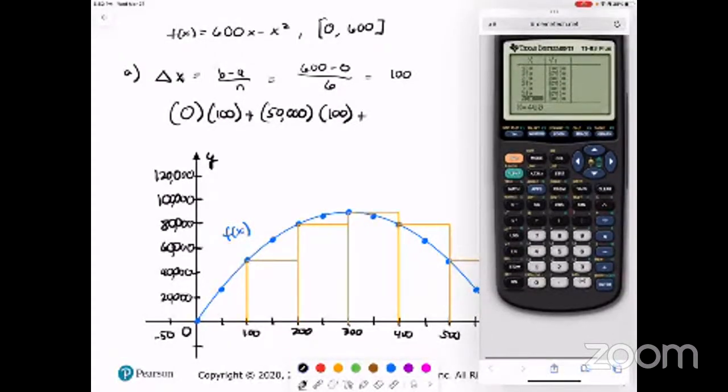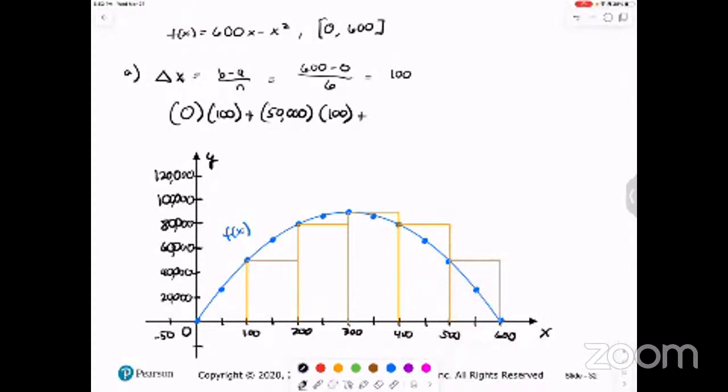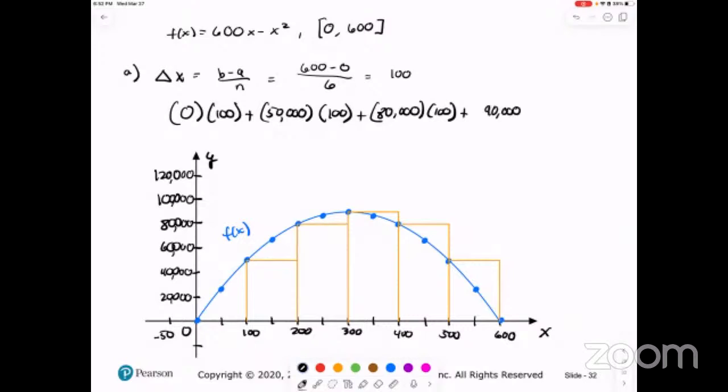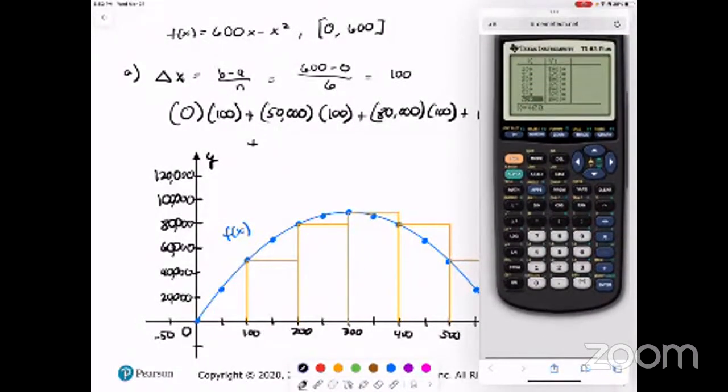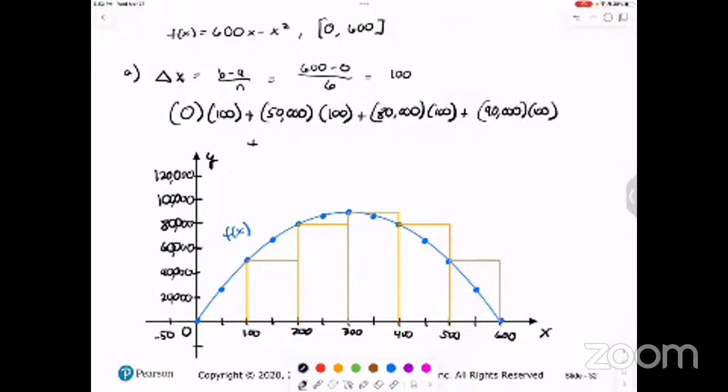So then the next one, when x was 200, we're at 80,000. Again, it has a width of 100. Let me see. So that was, let me see, 0, 1, 2. So then when x was 3, I think we were at 90,000. And it still has a width of 100 plus, and then I think it should use symmetry at that point. So if that's 3, the next one is 4, should be 80. Yeah, it is. All right. So 80,000 times 100. And then it should be, let me see, 1, 2, 3, 4, 5. I think the last one is the 50.